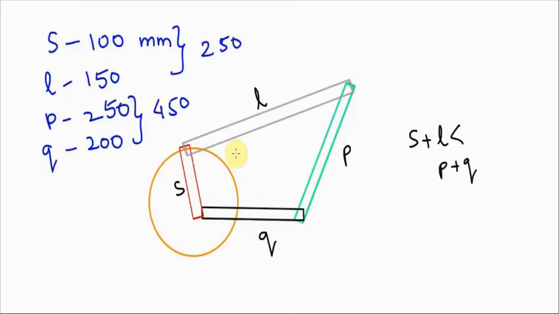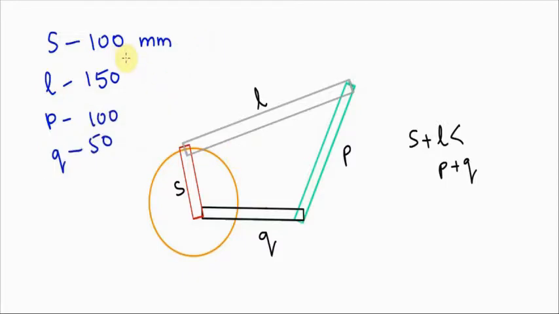But what if it doesn't follow the Grashof law? Let's say P is 100 mm and Q is 50 mm. So the addition of P and Q gives us 150, whereas S plus L is the same 250. Well, here 250 is greater than 150, that is S plus L is greater than P plus Q. So what will this result in?